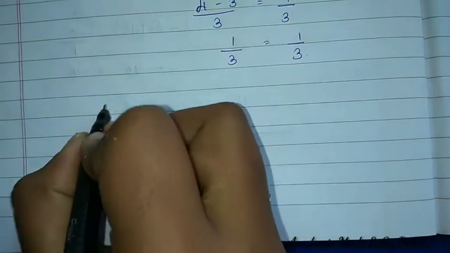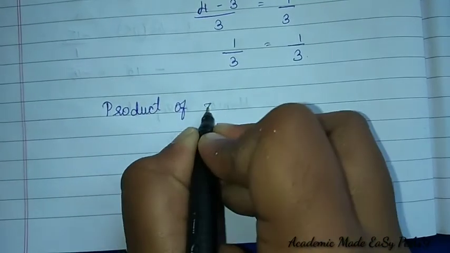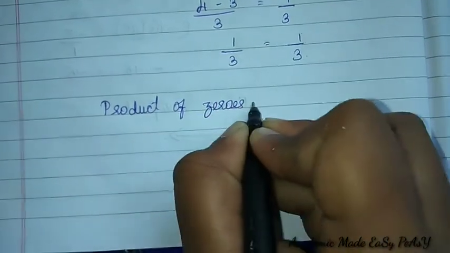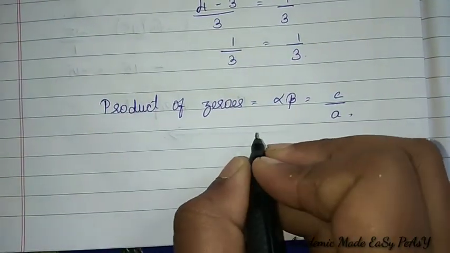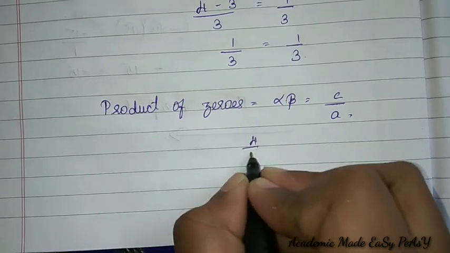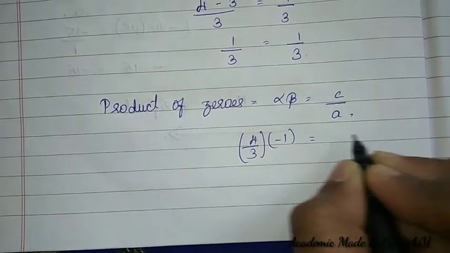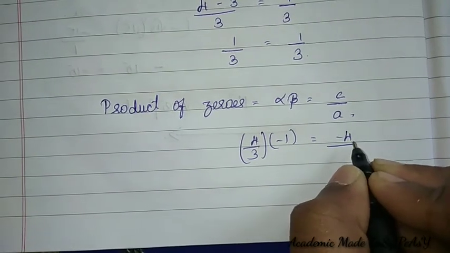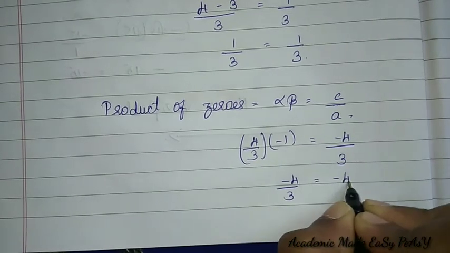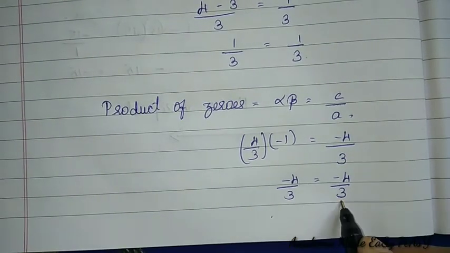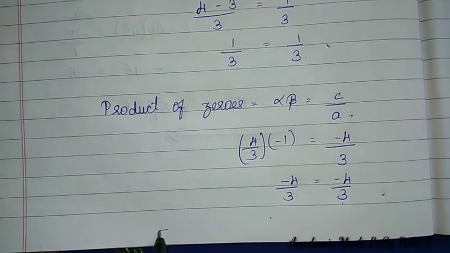Now I will be verifying the product of zeros. So product of zeros is equal to alpha into beta, which is equal to c by a. What is my alpha? Alpha is 4 by 3 and my beta is minus 1, and my c is minus 4 and my a is 3. So minus 4 by 3 is equal to minus 4 by 3. LHS is equal to RHS. So the sum of zeros as well as the product of zeros is verified, hence verified.